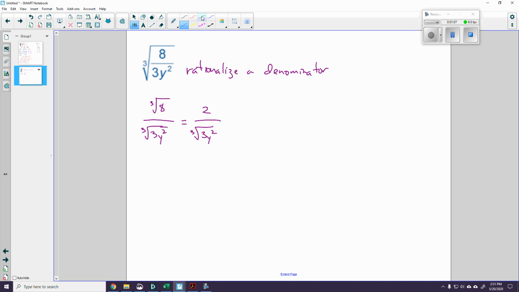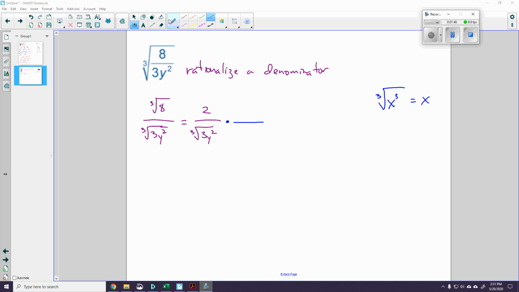So what I need to do is figure out what I am going to multiply the cube root of 3y squared by in order to get rid of the radical sign. And I have to remember here that, for example, the cube root of x cubed is equal to x. So I want to get some perfect cubes underneath that radical sign in order to get rid of the radical sign.